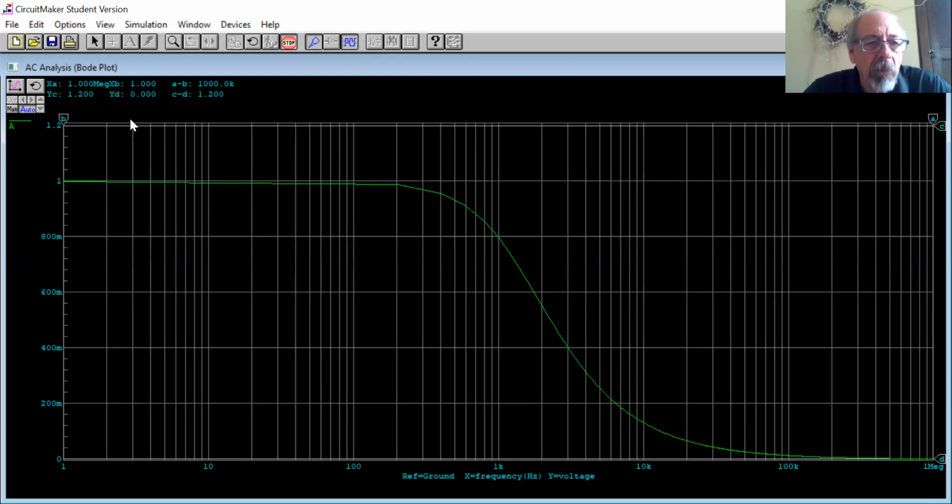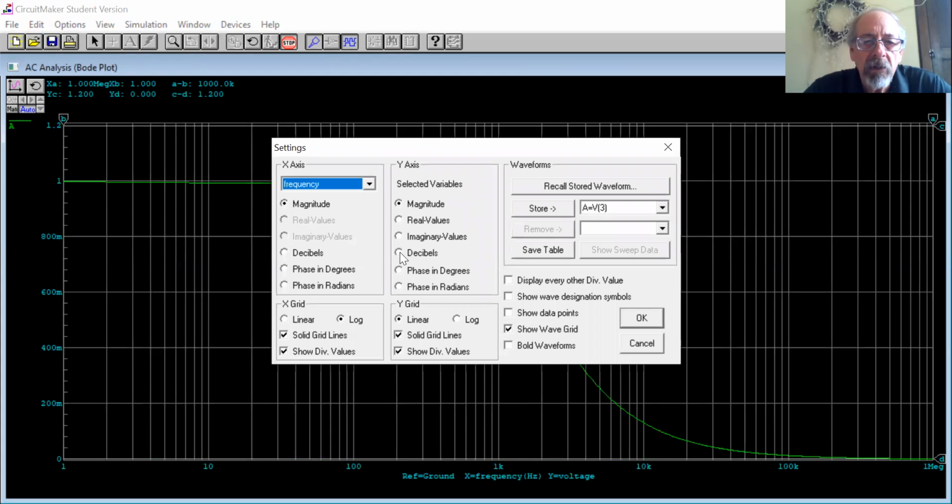One more thing we might do, as electrical engineers we tend to like to do this. Let's make the y-axis decibels.